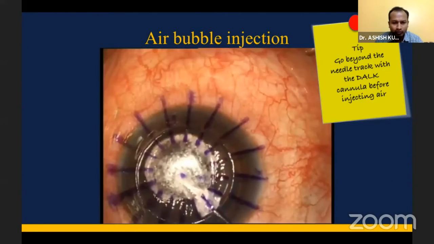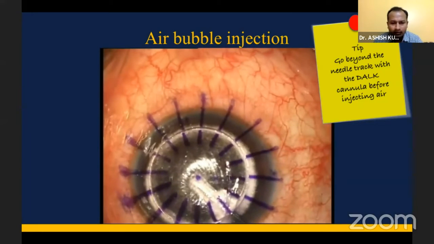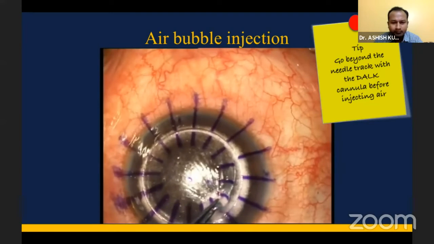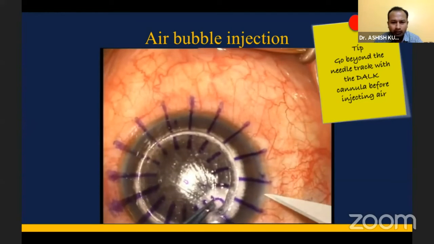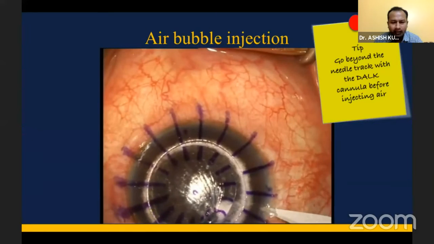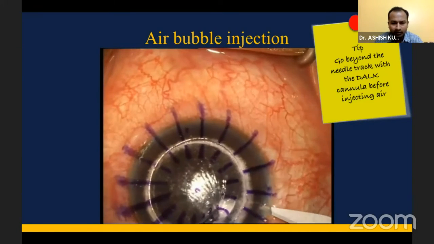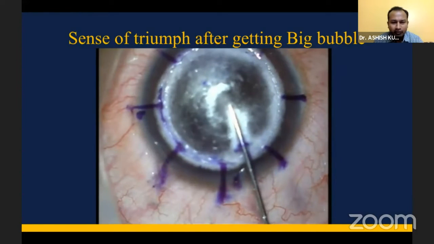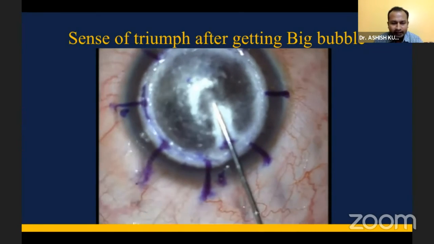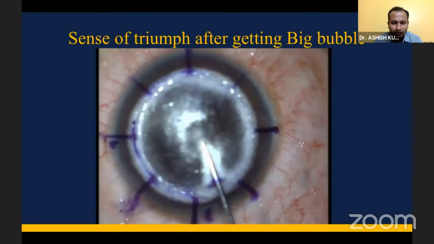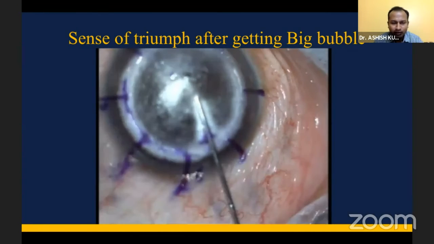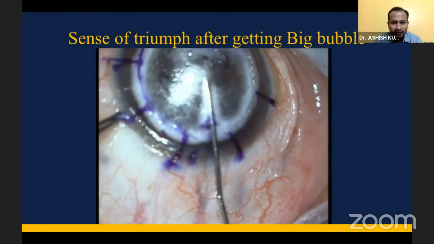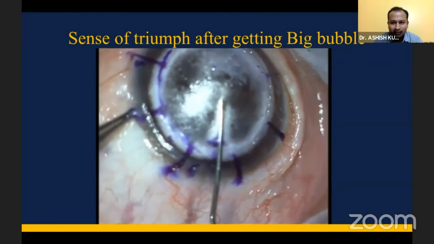Like here, there you go. You have the big bubble, and then slowly take out the cannula. Once you have the bubble, make a paracentesis and decompress the anterior chamber. So when we get a big bubble, you think you have achieved everything, but it's not the case. Like here, I was struggling. I've got a big bubble, but I'm not able to take the cannula out, because it has become a very high pressure chamber, and I was trying to take the cannula out, but somehow I could not.